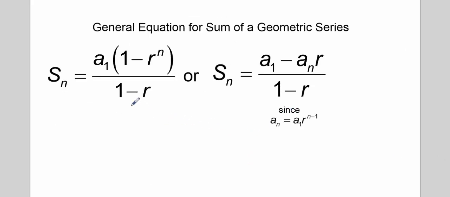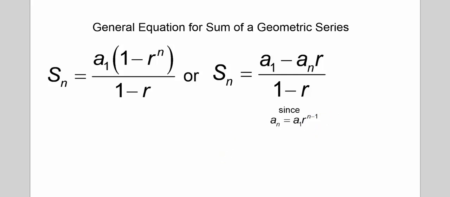Written a little cleaner, looks like this, where we have our sum equal to the first term times 1 minus the ratio to the nth power, over 1 minus the ratio. This is great when you know how many terms there are, the first term and the ratio. Not so good when you're given that nth term. So in that case, I would use this formula, which allows you to do the same calculation, having the first term, the nth term, and the ratio, but you don't need to know the number of terms. And we can do that because the nth term is equal to a1 r to the n minus 1.